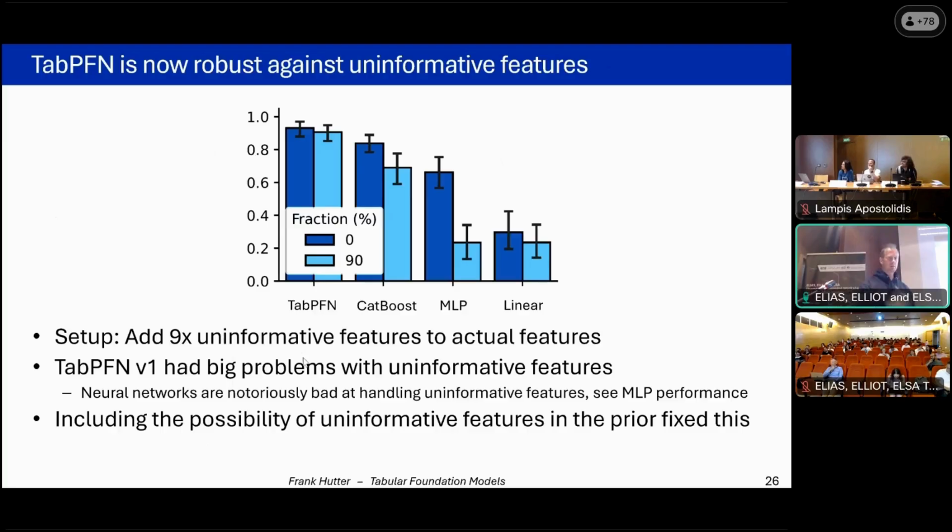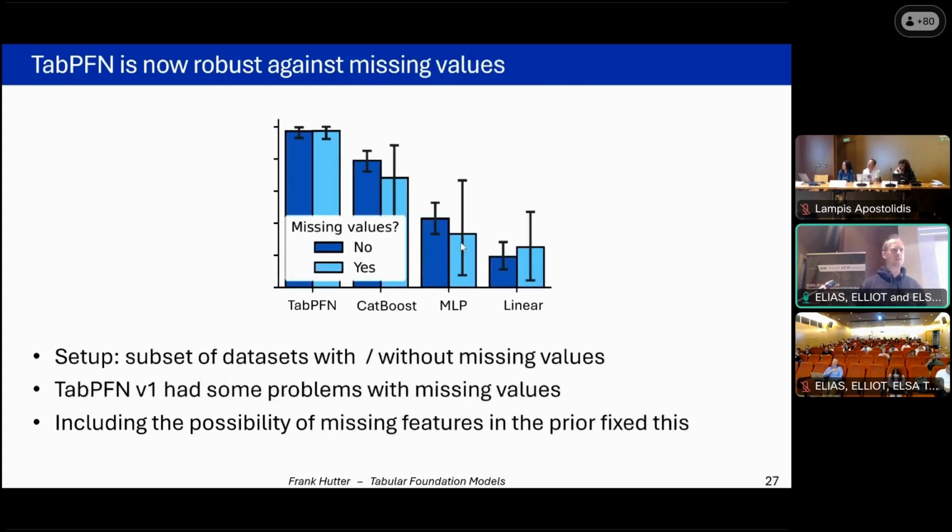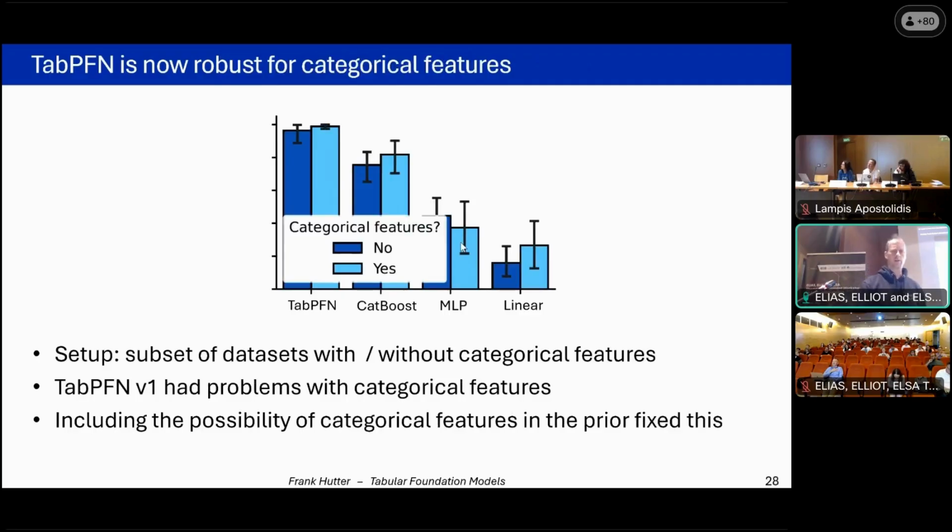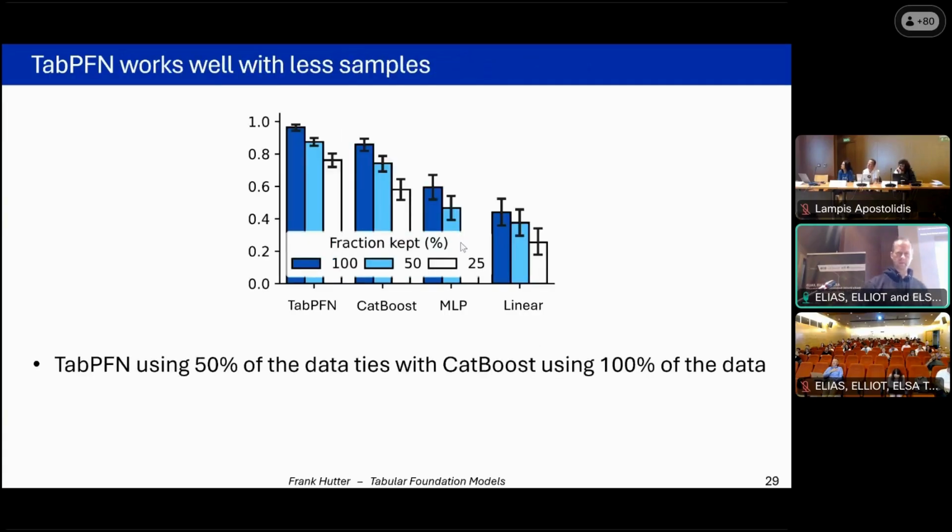TabPFN v1 was very bad for uninformative features because uninformative features really hurt neural nets. You see the MLP performance really tanking here when you just add some uninformative features. In TabPFN v2, we just put that into the prior that there might be uninformative features, and then it doesn't care so much anymore. Same thing for missing values. We tell it in the prior that we punch a bunch of holes, and it shouldn't care about that, and it learns to deal with that. And categorical features it also can do.